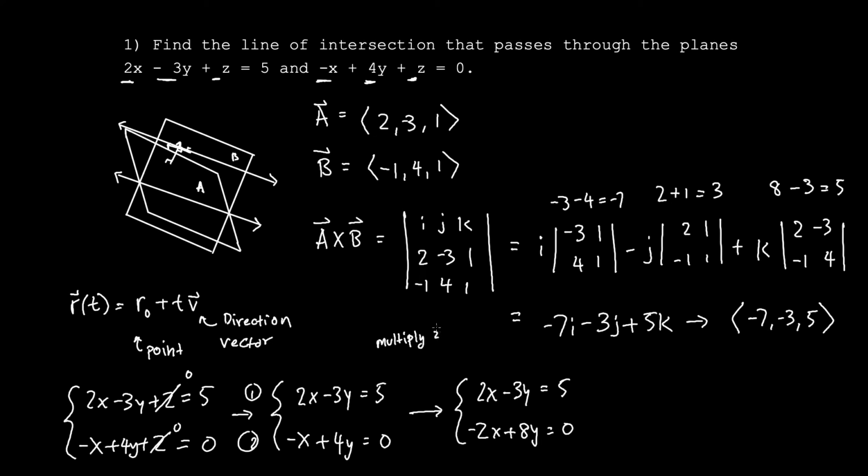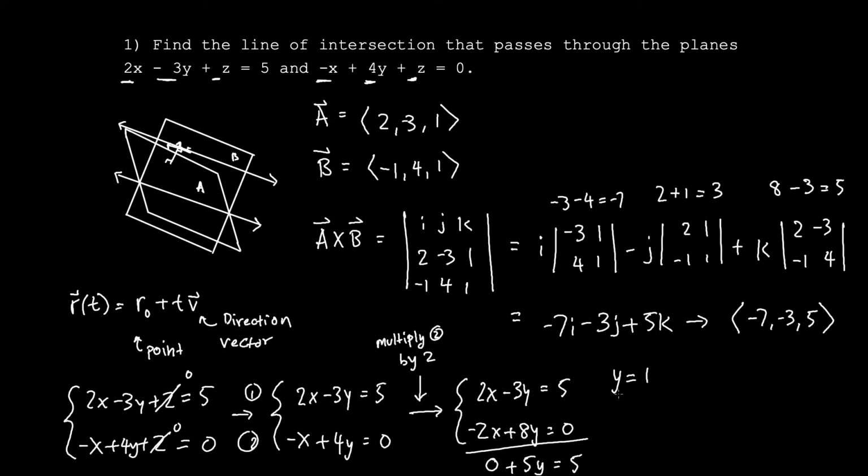Now we can add both equations together in this step, where we get 0 plus 5y is equal to 5. Now we can solve for y, because we basically eliminated the variable x. And from this equation, we can see that y is equal to 1.